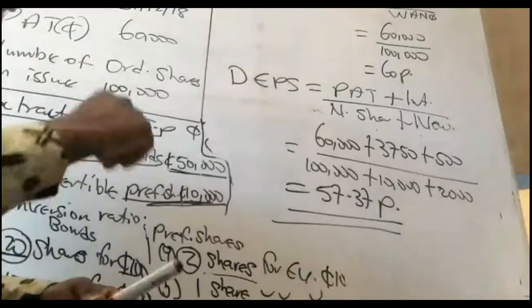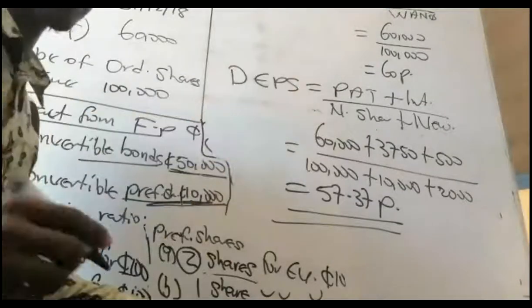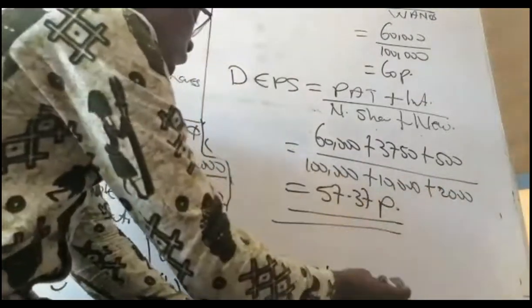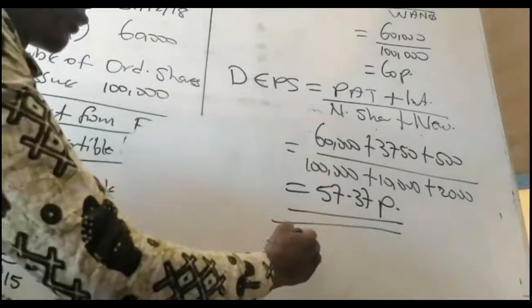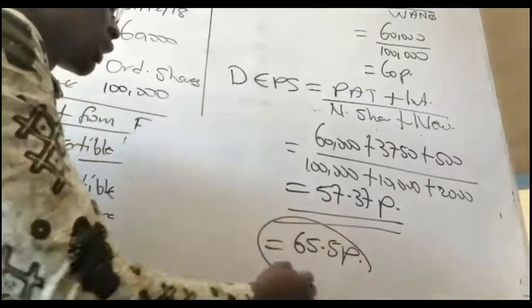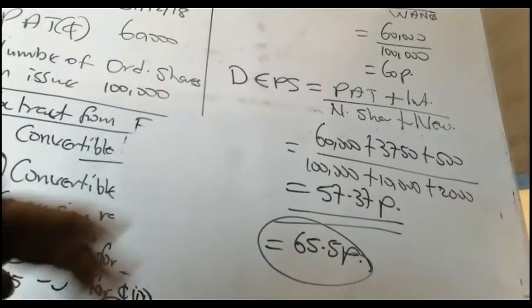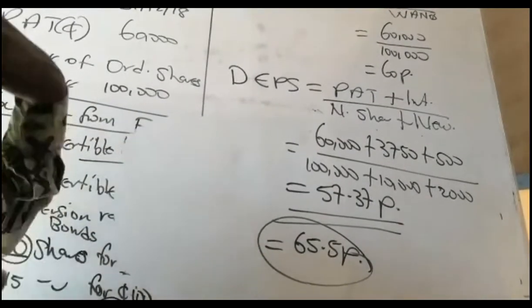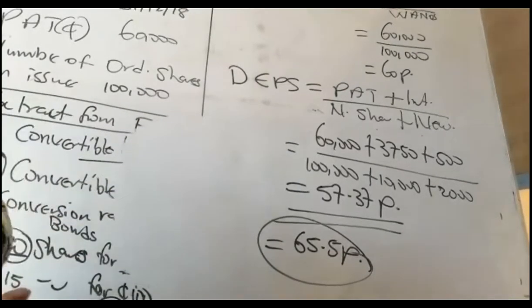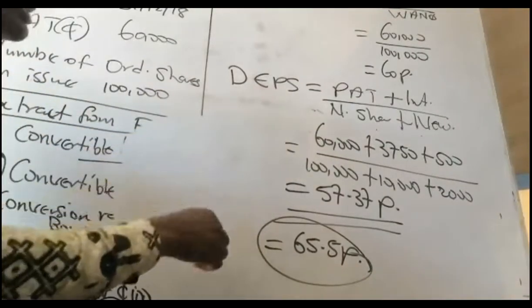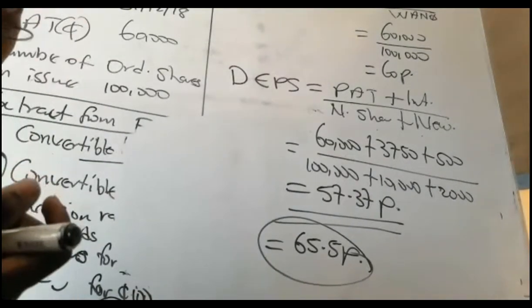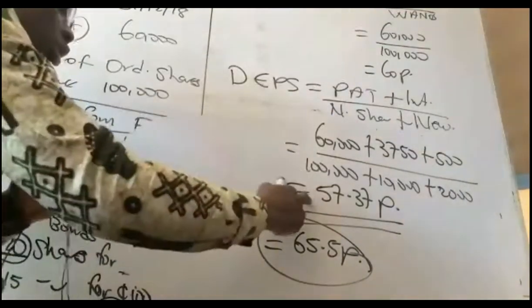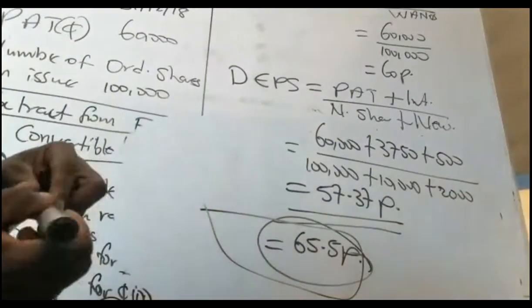However, let us assume that you calculated and the diluted earnings per share was, let's say, 65.5 pesos after calculation. Tell the examiner that there has not been any dilution. This is not dilution, we call it anti-dilution. It has rather increased the earnings per share. For dilution, we said that the earnings per share must drop or reduce. In the earlier case, it reduced. In this scenario, it has rather increased, so it is not a dilution.